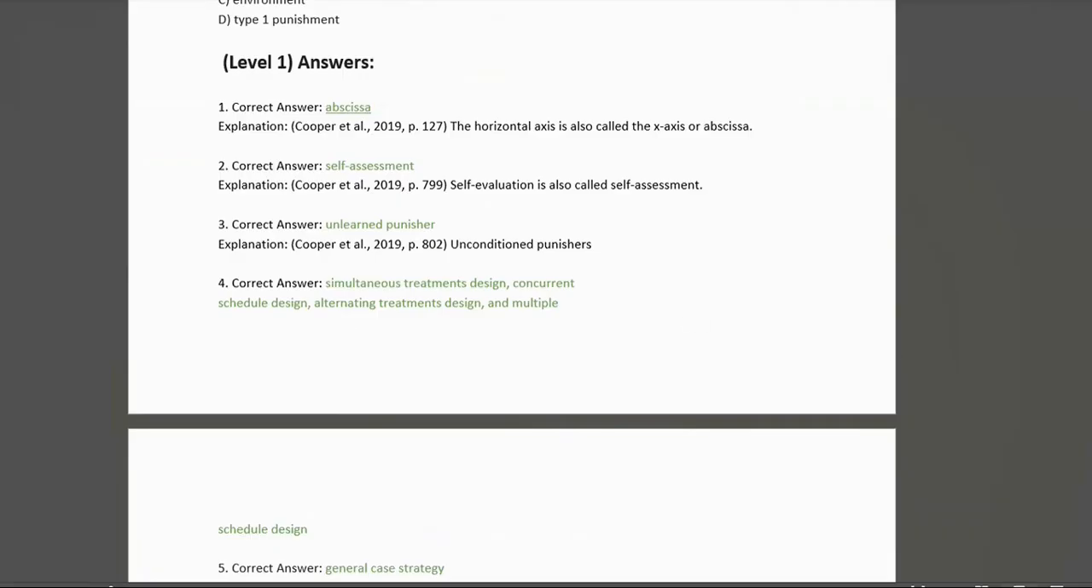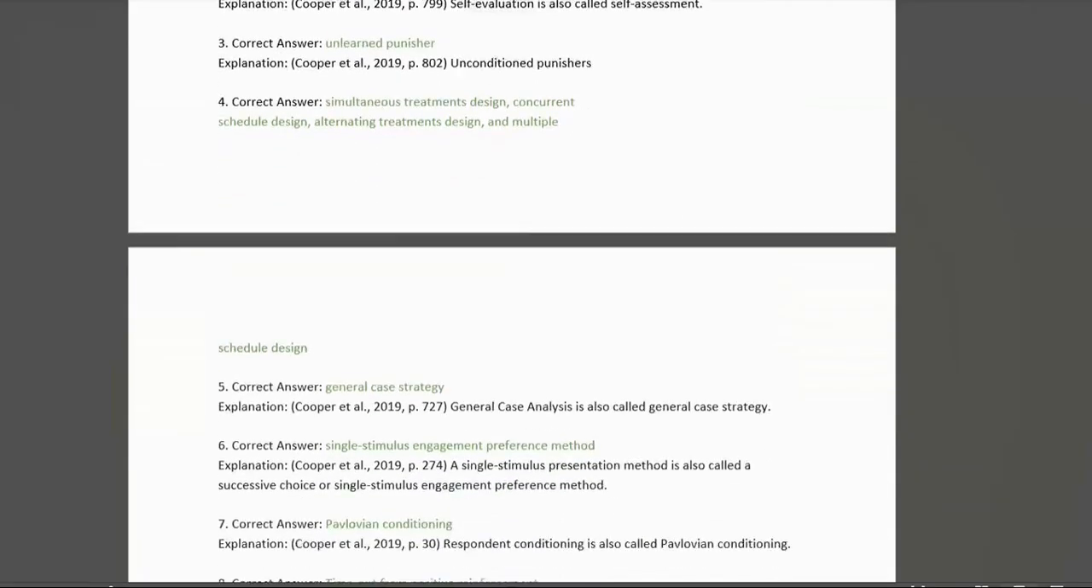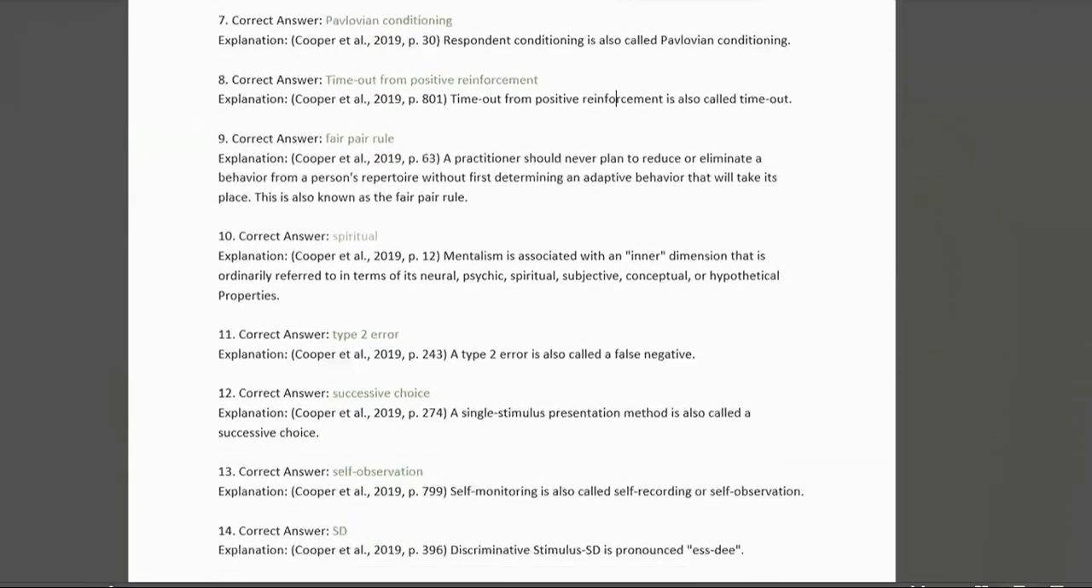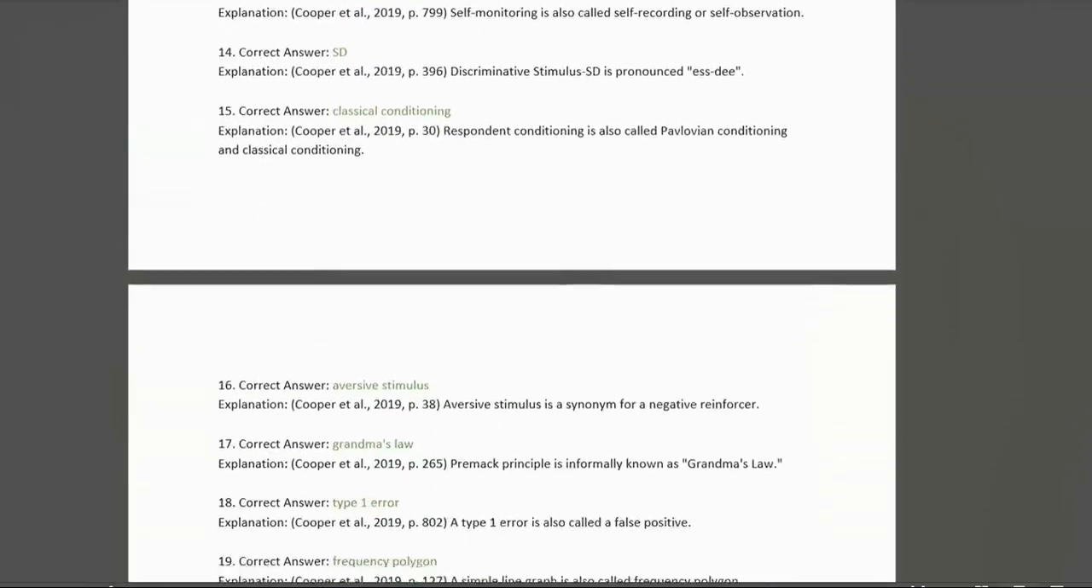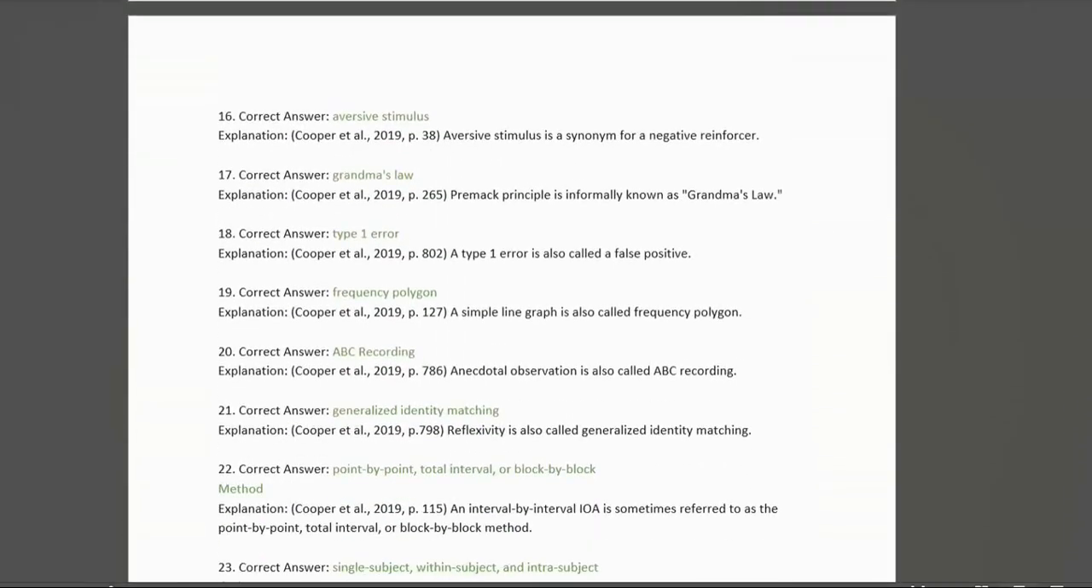So I wanted to show you the particular question about grandma's law. I think that was number 17. Premack principle is informally known as grandma's law. Oh, okay. So you learned something important today. Awesome. I really did. I'm never going to forget that. That makes my heart so happy.